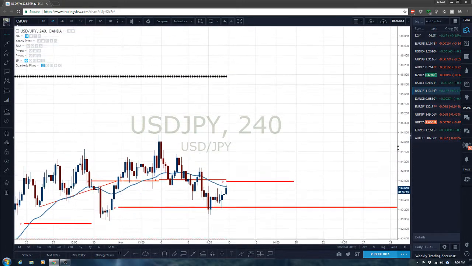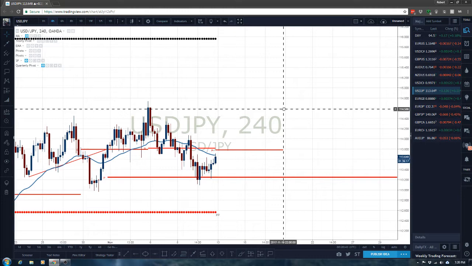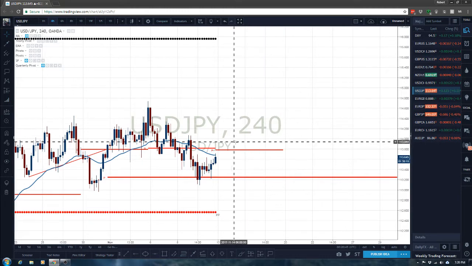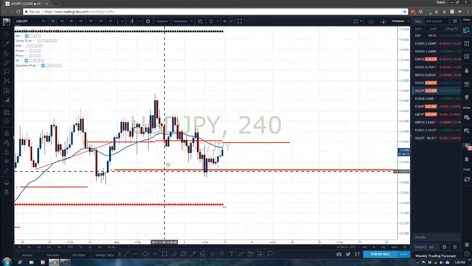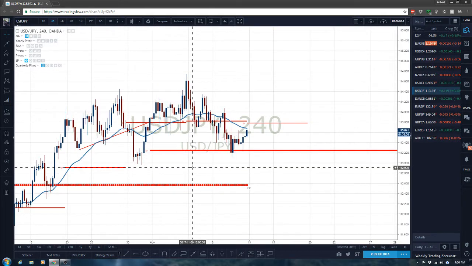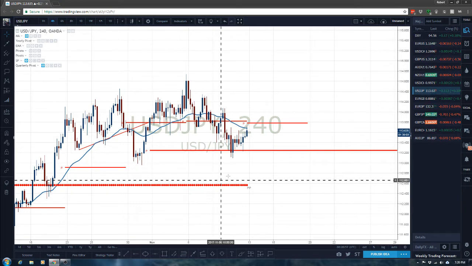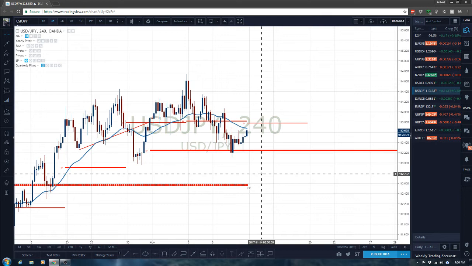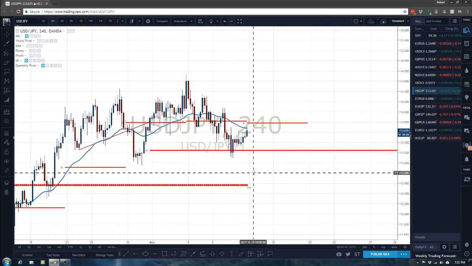Okay, this is the dollar yen. Dollar yen bounced off the monthly pivots, currently heading towards the weekly. Right now, I sort of have a bearish bias with the dollar yen, and this has to do with what's been going on with the bond market. However, while price is in between these two levels, I'm staying out of this pair.